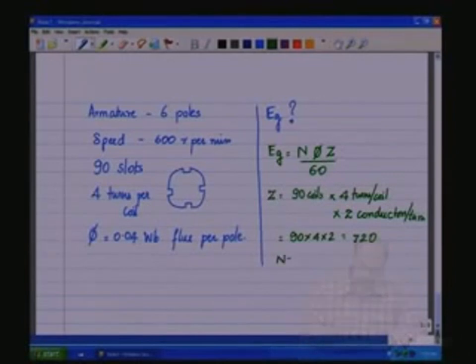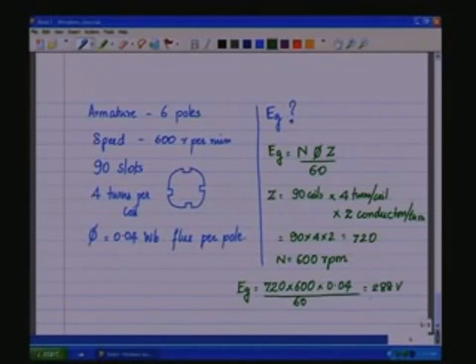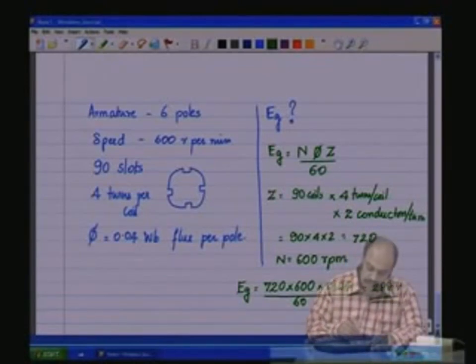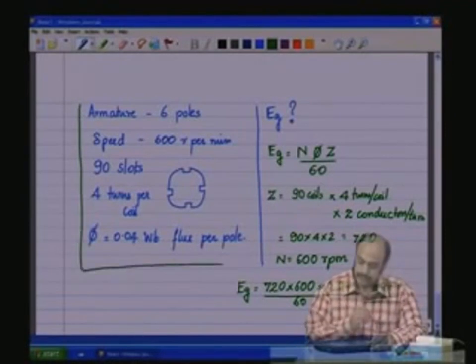The speed N is 600 RPM, and therefore, EG is 720 into 600 RPM into 0.04 Webers flux per pole divided by 60, which is equal to 288 volts. This will be the induced EMF across the brushes of the generator of this particular DC machine, which has a specification as given here.